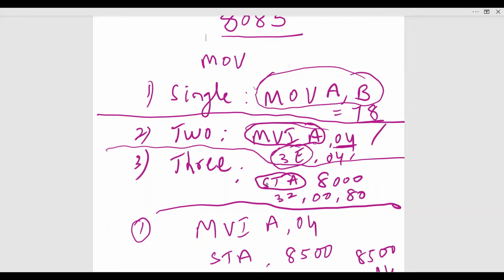And 3-byte instructions, as I told you, contain the opcode as well as the address of the memory location where the data has to be stored or from where the data has to be loaded. So STA stores the contents of the accumulator to the memory location 8000. STA has the opcode 32, and whenever we write the address, we always take the lower address as the second byte and the upper address as the third byte. So it occupies 3 bytes of memory. So these are the types of instructions in 8085.